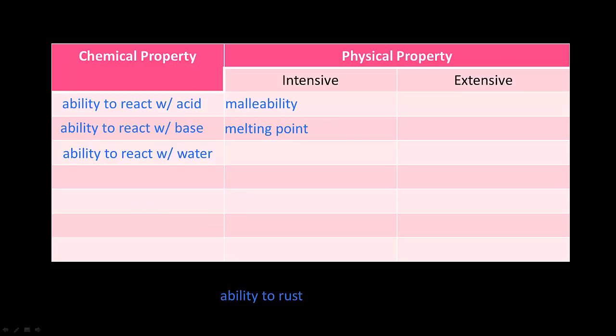Ability to rust. We already know that rust is the oxidation of a chemical, or changing it, or reacting it with oxygen. So that would be chemical. The ability to tarnish. Same thing, in order to tarnish something, it has to change into something new. Chemical.